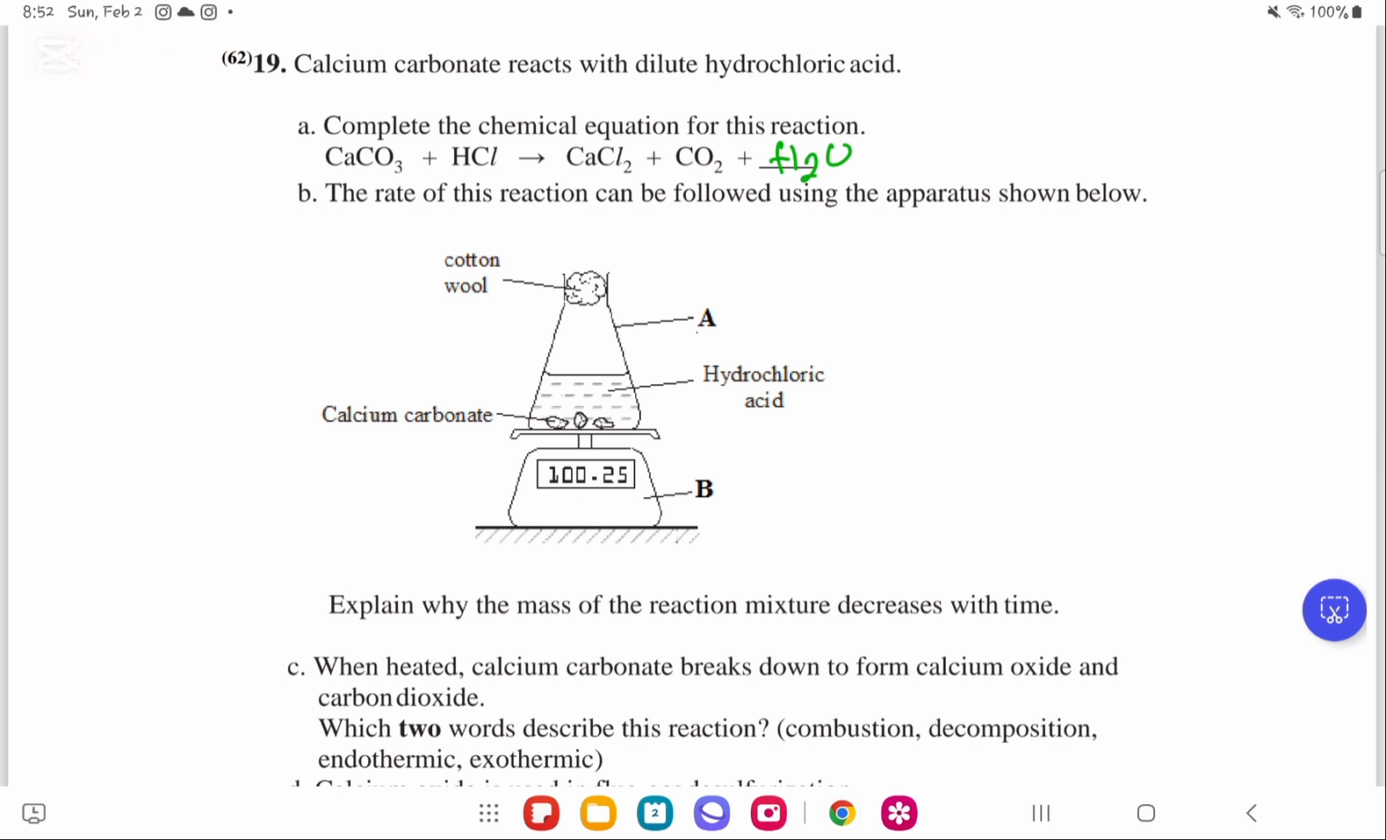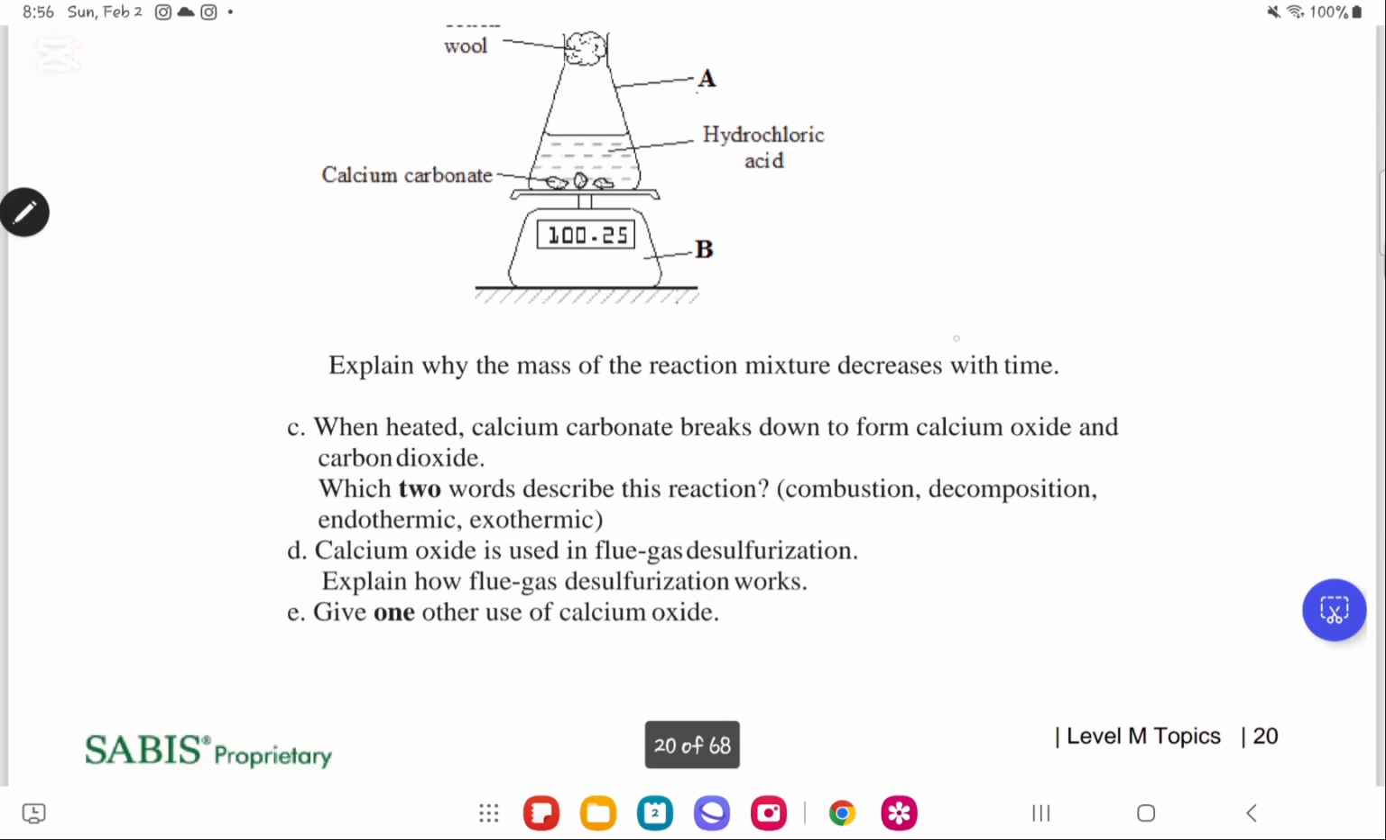This is because carbon dioxide is evolved and it will exit through the gas outlet and the weight is going to decrease. Okay, so when heated, calcium carbonate breaks down to form calcium oxide and carbon dioxide. Which two words describe this reaction? Very simply, it's decomposition and endothermic. Definitely it's decomposition because you are decomposing the calcium carbonate, it will become carbon dioxide. And because it is decomposition, it is an endothermic reaction.